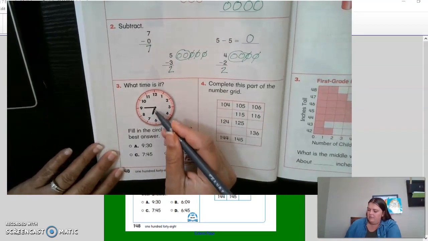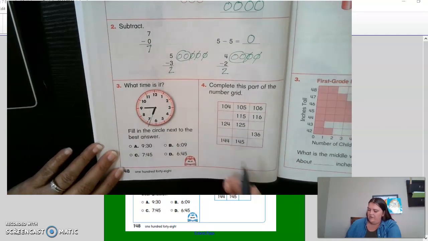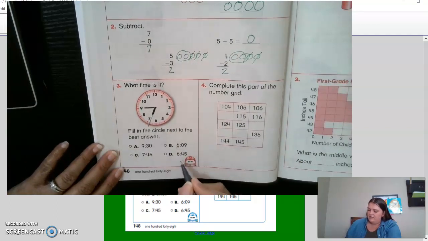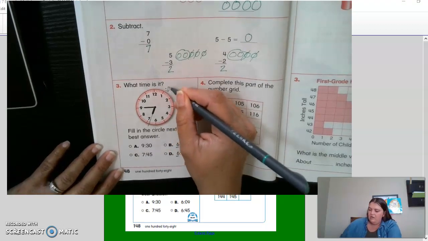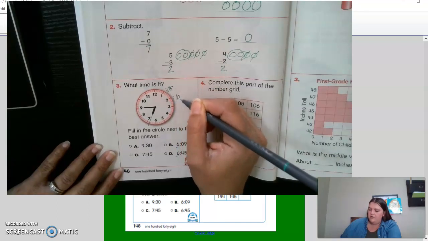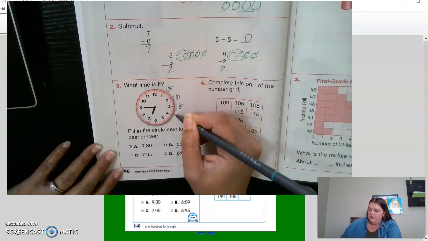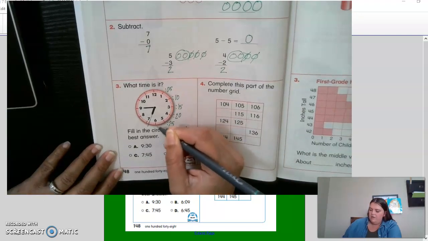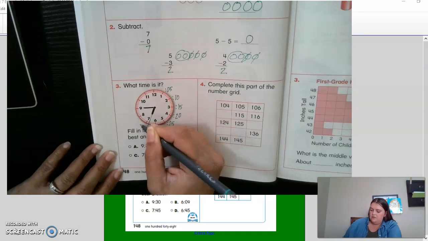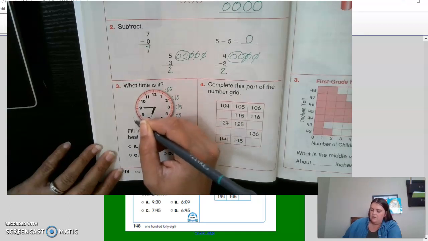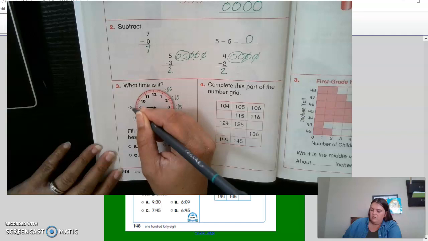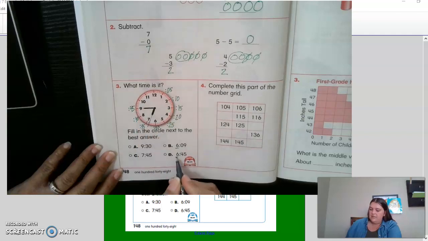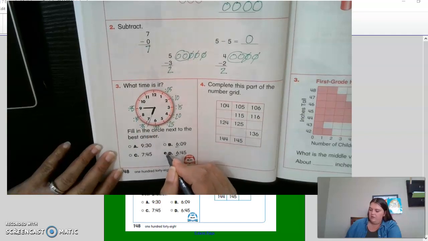Okay, here at the bottom, what time is it? All right, so I see my hour hand is after the 6, so I know it has to be either this one or this one. Now they're trying to trick me and they're trying to put 09, but I know when I count around the clock, I count by 5s. So if I know all of these times, I'm going to know that this is 6:45.